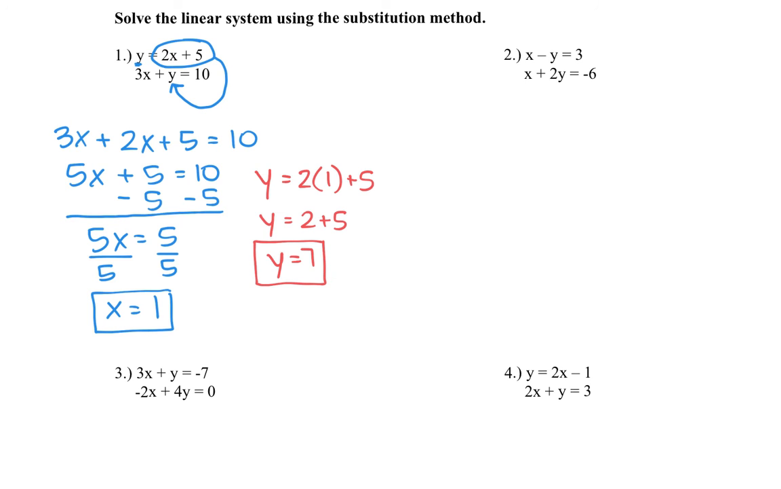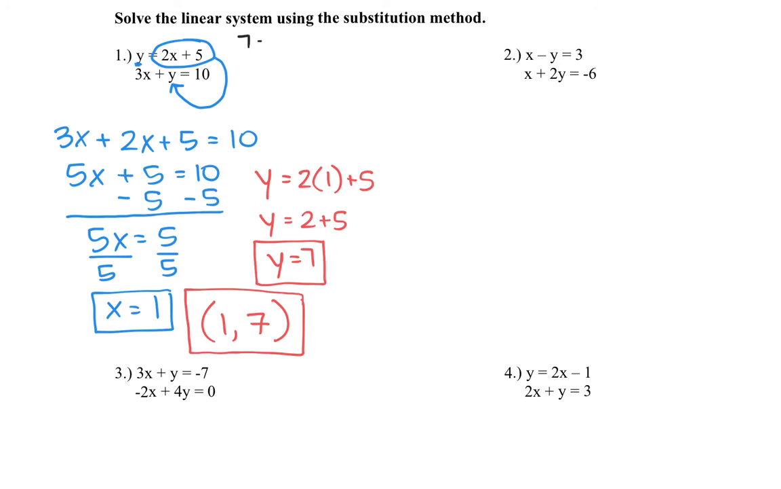And so again, don't stop there. Remember, your answer has to be an ordered pair. In this case, it would be the ordered pair 1, 7. Now, again, you don't need to do a formal check step, but I always think it's good to do a quick double check to make sure that it works.